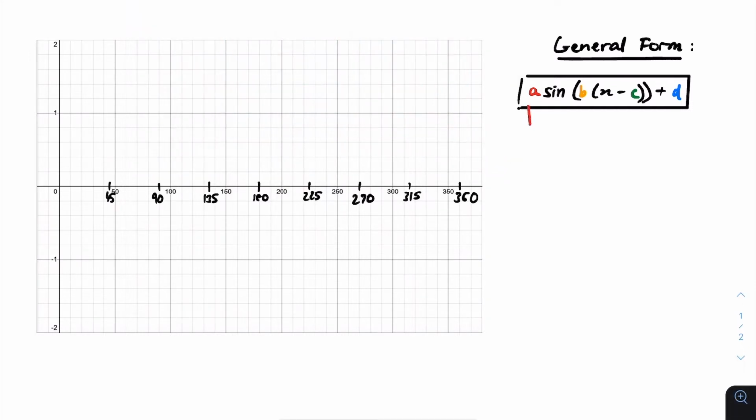So let's start off with A. So A, B, C, and D are all constants. So depending on what they are, the function will be different. So A is the amplitude. So what the amplitude means is the height on either side of the principal axis.